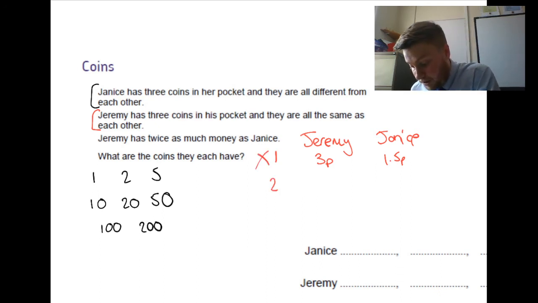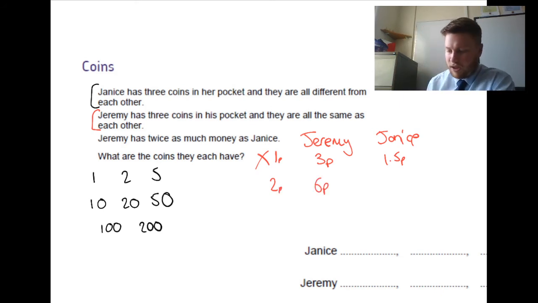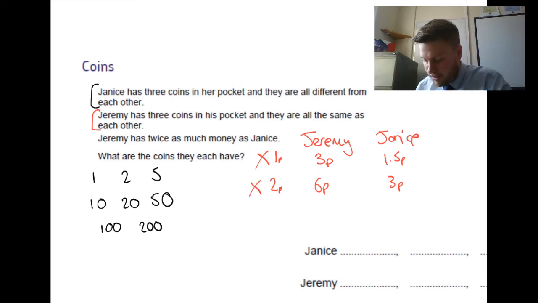If Jeremy's coins were all 2 pence, well, that means he would have 6 pence in total. That means Janice has to have 3 pence. Now, is there a way of getting 3 pence by using 3 different coins? No, there isn't. There's no possible way. You could have 1 and 2, and then you've already got 3. There's no other coin. You can't have a 0 coin. So 2 pence doesn't work.